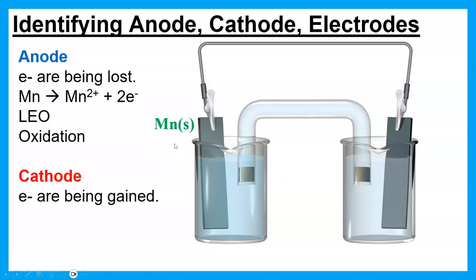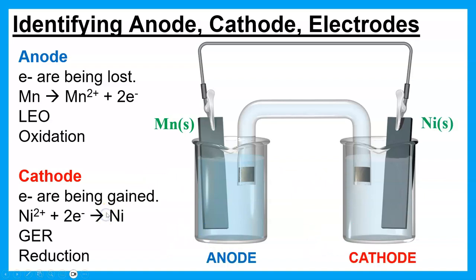Cathode is going to be the side where the electrons are being gained. That'll be the nickel side. So now we can label: anode goes with manganese, cathode goes with nickel. Label your electrodes. Sometimes that's easier to do next to the electrode. Label what's anode, label what's cathode. I like to do that underneath.